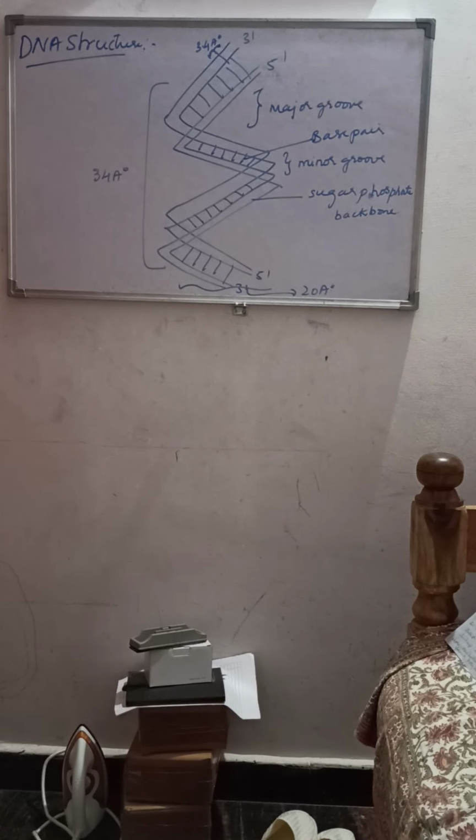As I said, Franklin and Wilkins, in 1950, analyzed the DNA using the X-ray crystallography technique, which indicated the possible helical structure of the DNA.